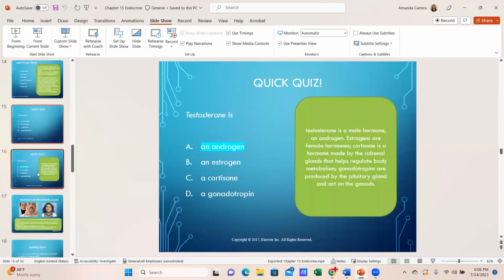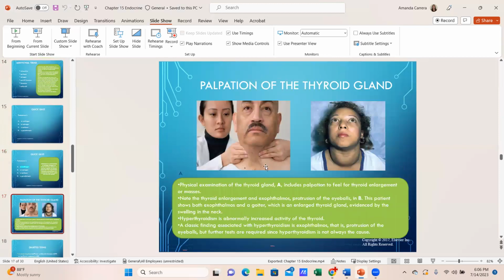Let's see if I have it included in here. Here's what I was talking about. This is how you palpate your thyroid gland. And this is an example of goiter here, with the enlarged thyroid gland, and then you have the exophthalmos happening here, with the protrusion of the eyeballs. Okay, this is hypersecretion, which is hyperthyroidism.